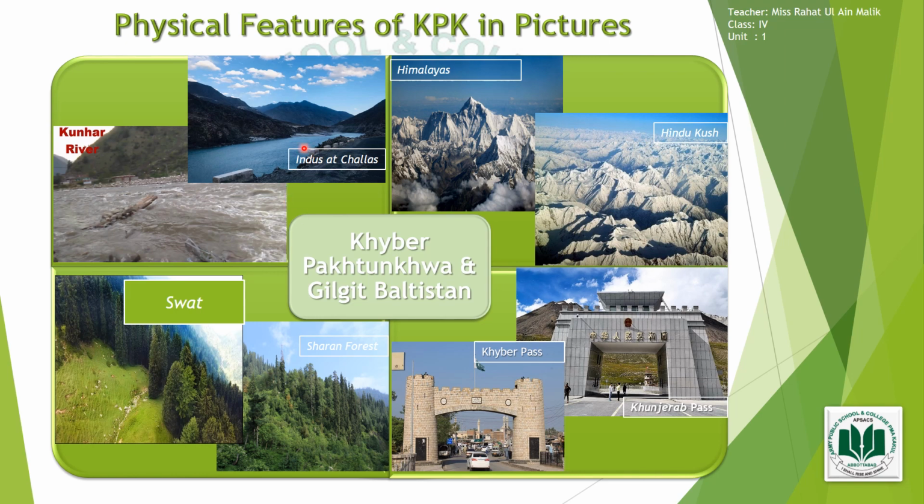Then we had talked about the rivers flowing through the province. We had talked about Indus, Kunhar. So this is the Indus flowing through Chilas, and this is the Kunhar river. So Khyber Pakhtunkhwa is diverse in its features, and so is Gilgit-Baltistan. Right.